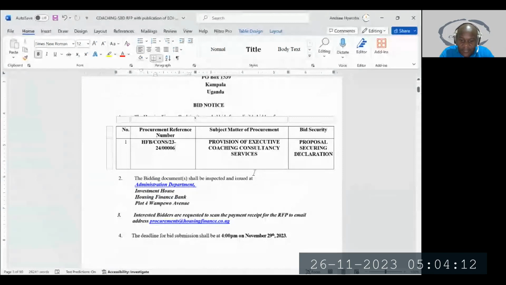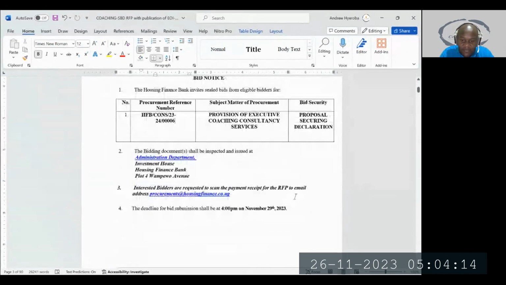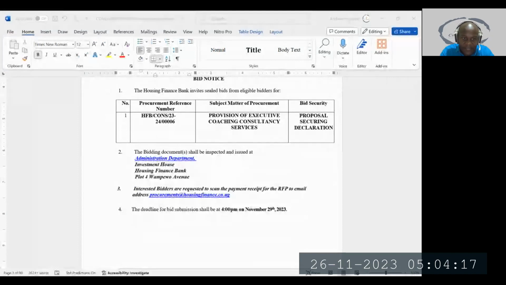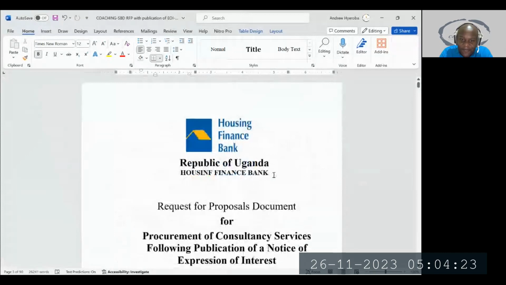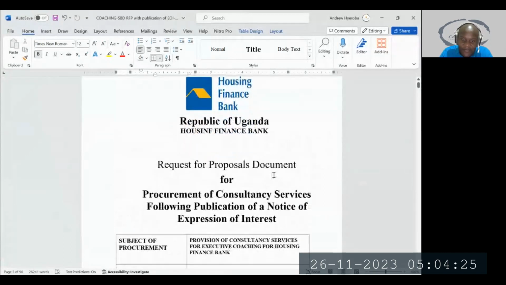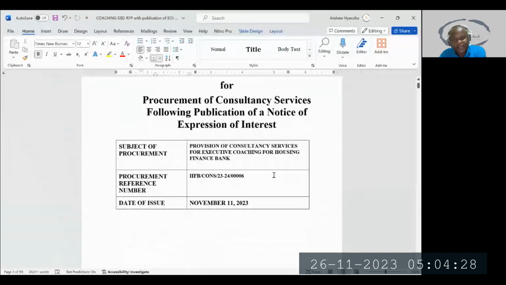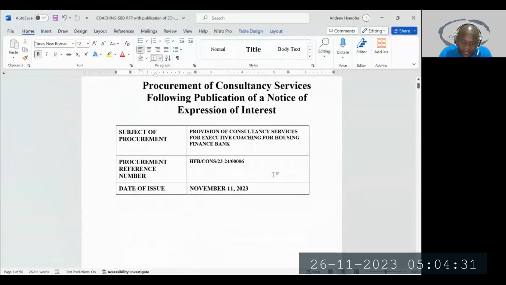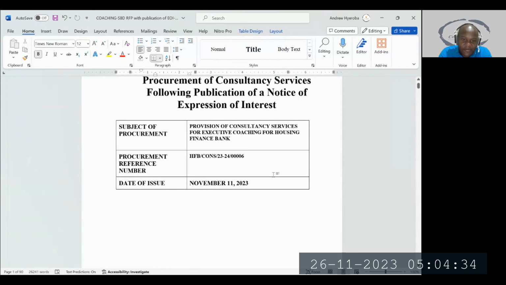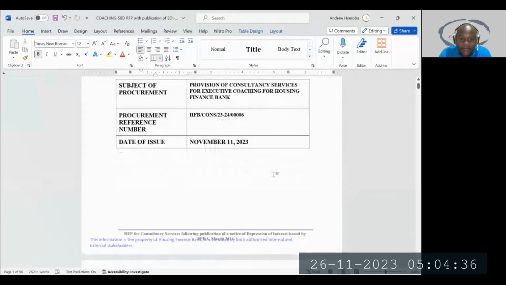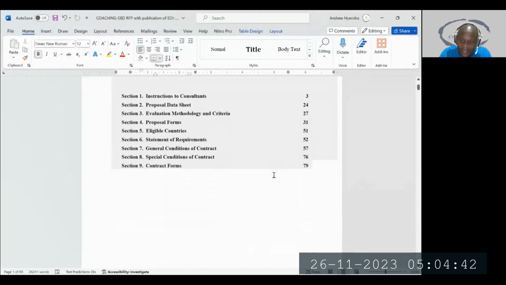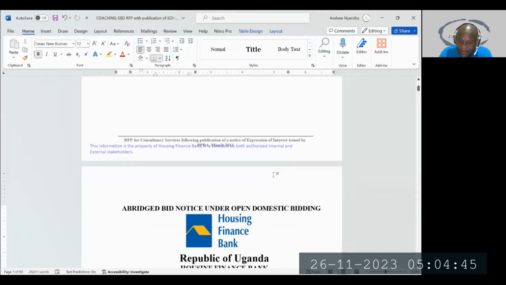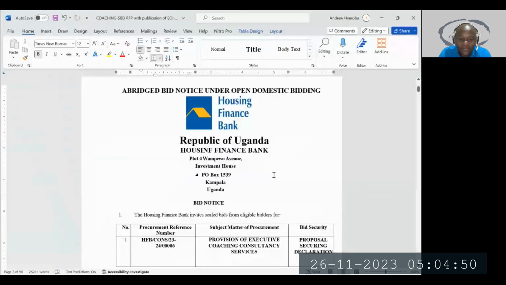If you have any comments, if you don't hear me, feel free to put your question or comment in the Q&A section. So this document, starting again from the first page, a bank is requesting proposals to procure consultancy services for executive coaching. What normally happens is they give you the subject, a procurement reference number, tell you when it was issued, and then you go into the table of contents. This document is 90 pages. We will only touch a bit of it, but we shall go as far as the time allows us to.